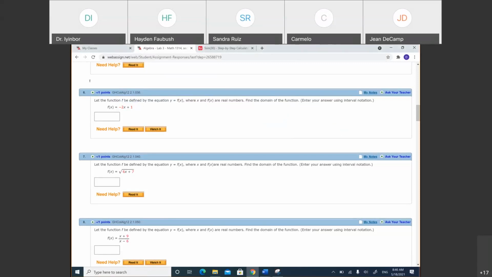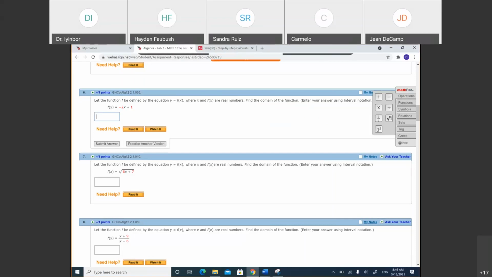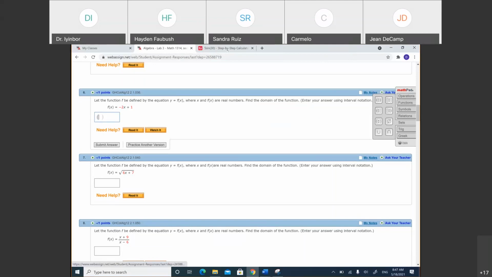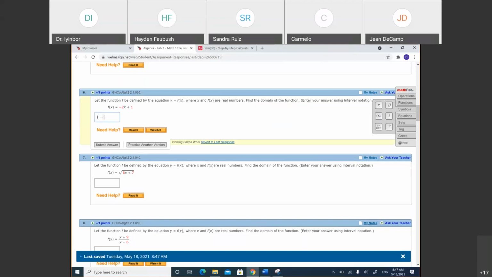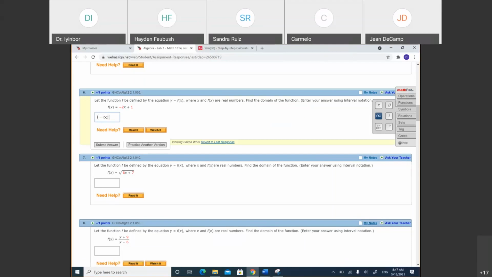So when I click inside the answer box, you're going to see this math palette on the side. Okay? And you're going to click at sets. And the sets are going to have parentheses. And then you're going to go to symbols. You're going to put the infinity symbol there. But first you're going to put negative. And then you're going to click infinity, comma, infinity again. Make sense?